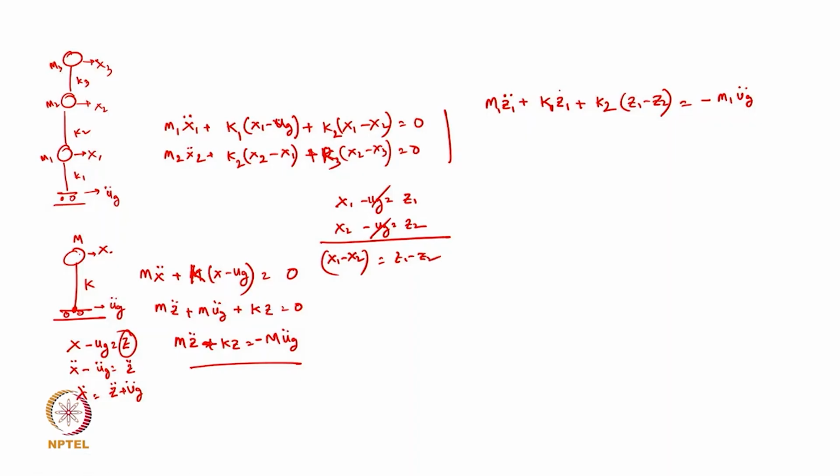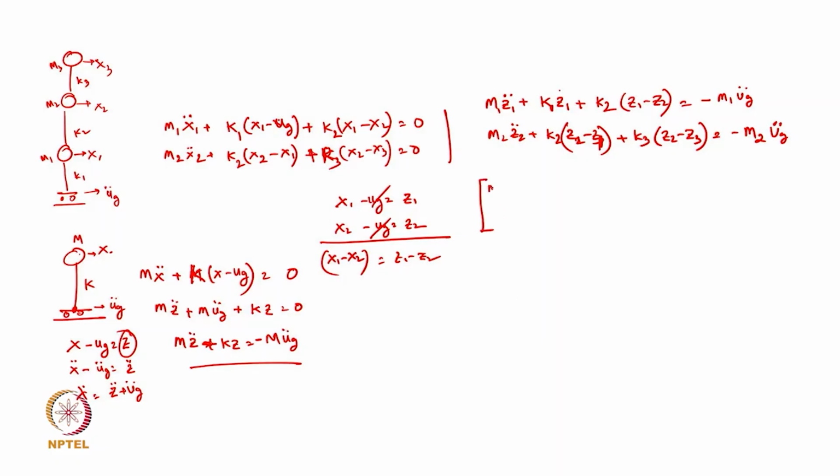So once we are subtracting the two coordinates, whether they are absolute or relative, they are not affected. They will remain the same because we are subtracting the same number. Then the next case will be m2 z2 double dot plus k2 into (z2 minus z1) plus k3 into (z2 minus z3), equal to minus m2 ug double dot. Make sense? So this way your equations are coming.